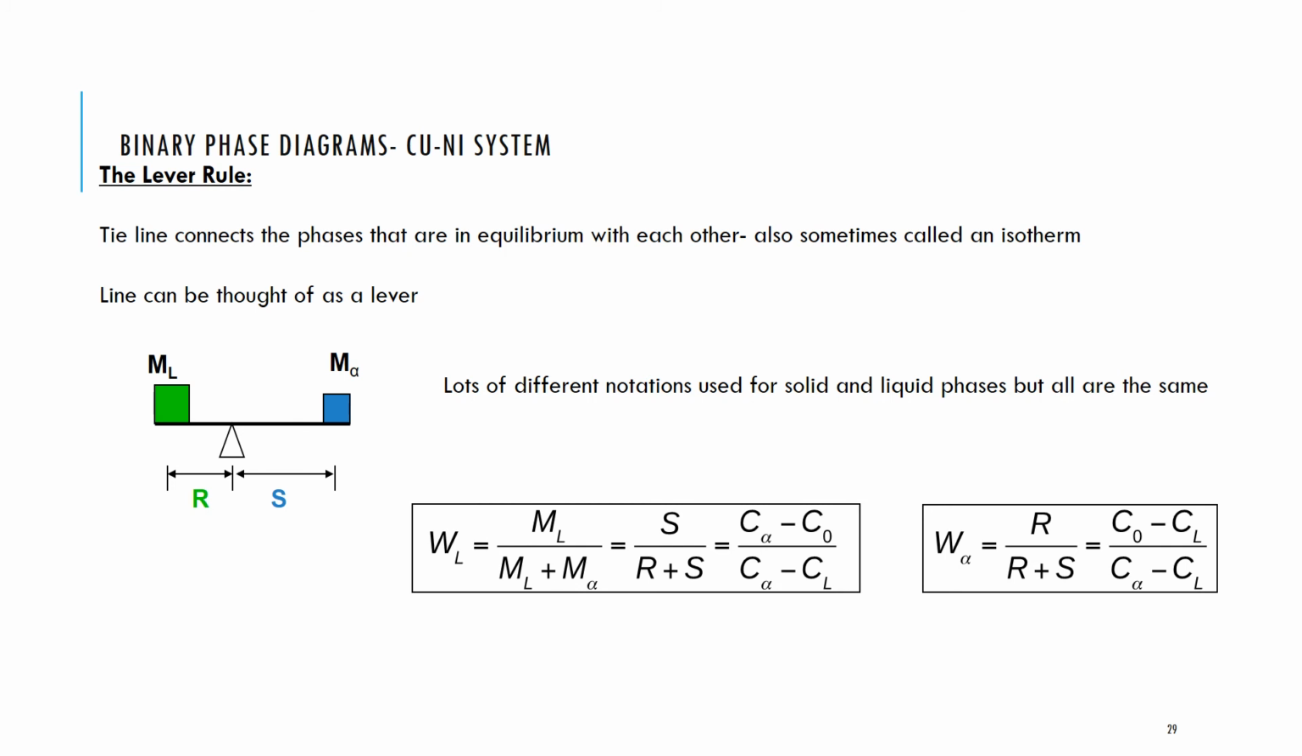You can think about these tie lines as acting as a little bit of a lever or a balance. They're a bit like visual representations of the equilibrium.